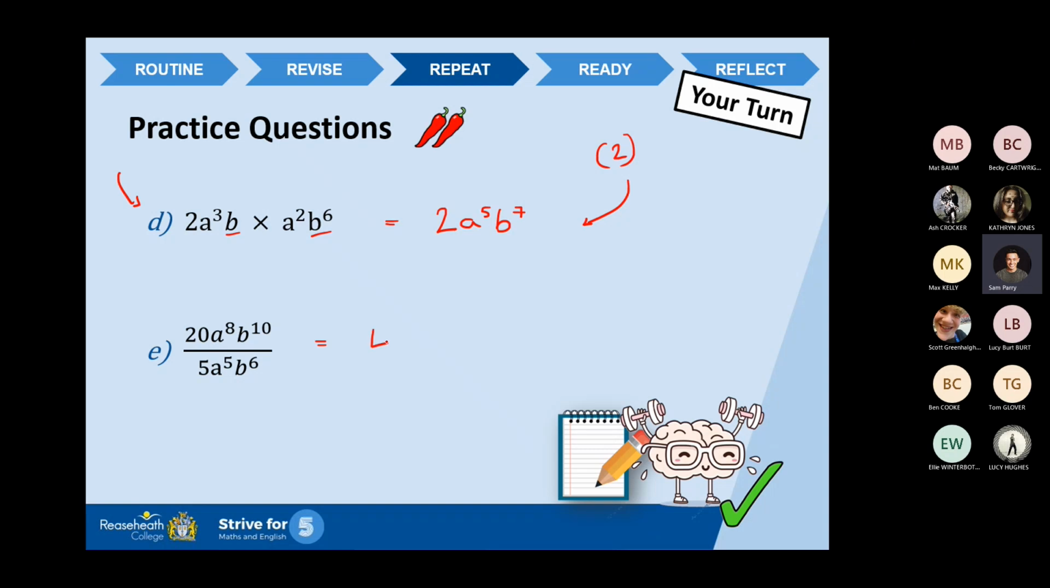20 divided by 5 is 4. 8 to the power of 8 divided by 8 to the power of 5 is going to be a to the power of 3. And then b to the power of 10 divided by b to the power of 6. Well, 10 take away 6 is 4. Boom, boom, boom.